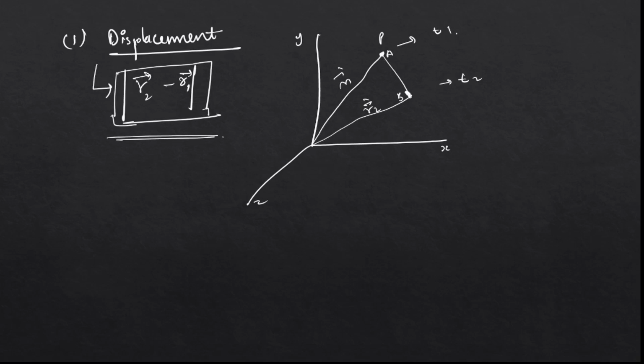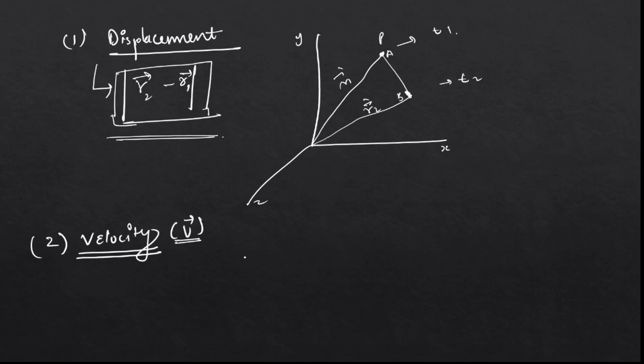The second thing which comes is the velocity, right? If I am interested in finding the rate of change of this displacement with respect to the time, then that would be termed as velocity. Remember, velocity is the vector quantity unlike speed.